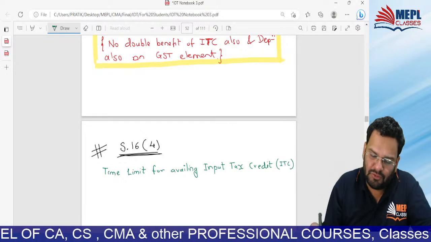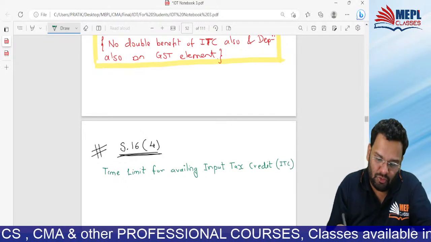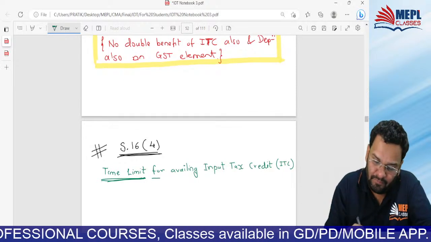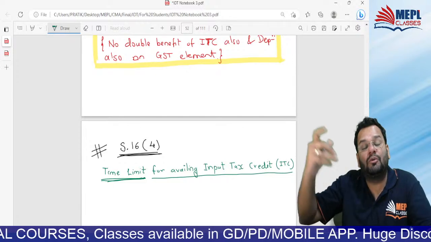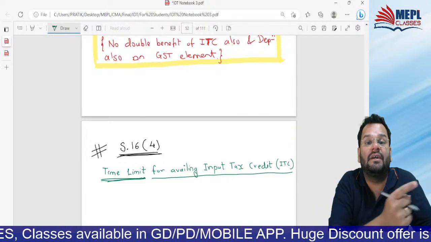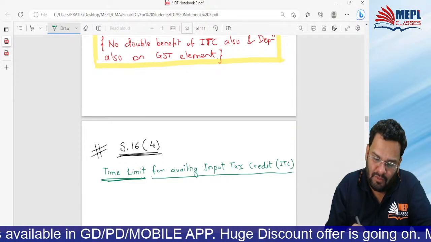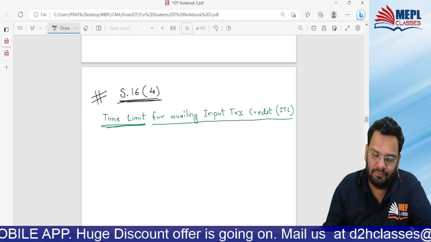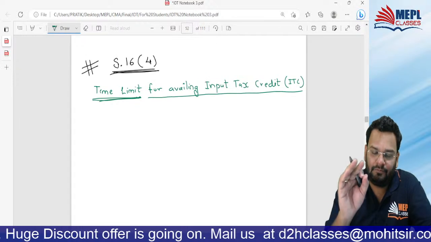What is 16.4 talking about? Is it clear to you? It is talking about the time limit for availing that input tax credit in the e-credit ledger. Okay. So with an example, I would love to tell you what this time limit is.